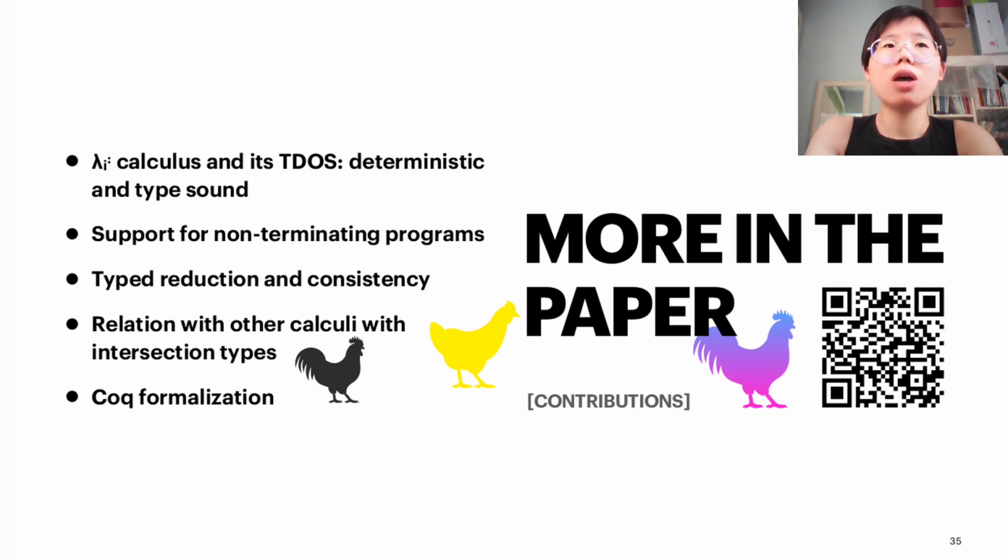Fourth, we relate our calculus with the calculi proposed by Dunfield and Oliveira and others by the soundness and completeness theorems. We also compare our calculus with other calculi with intersection types in the paper. Fifth, we formalize all the results in Coq, the theorem prover, and they are available in the supplemental material.